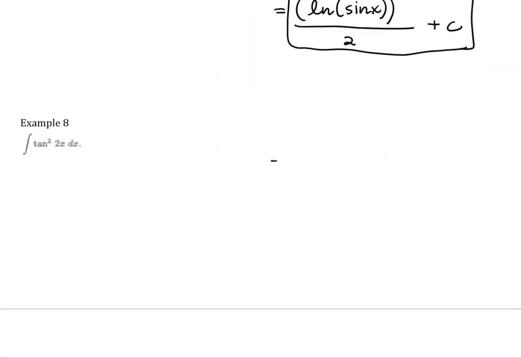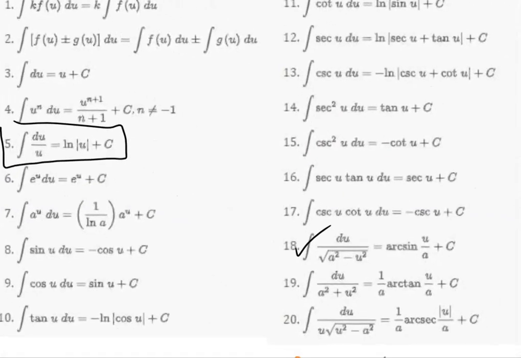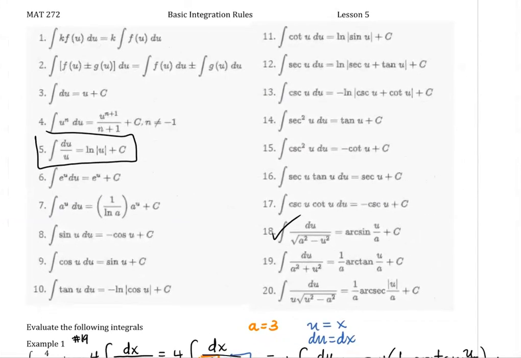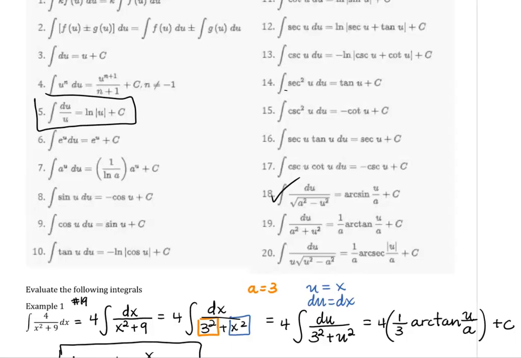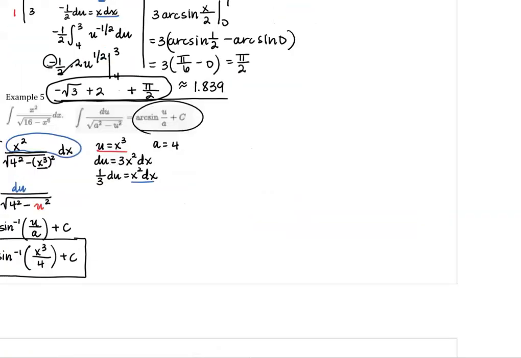And then our last example, example 8, tangent squared 2x. So in integrating tan squared, we know that the derivative of secant is tan squared. No, excuse me, sorry, I misspoke. The derivative of tangent is secant squared. The derivative of secant is secant tangent. Okay, so that's not going to show up here, which is the point. We have a secant squared and a cosecant squared rule, but we don't have a tangent squared rule.